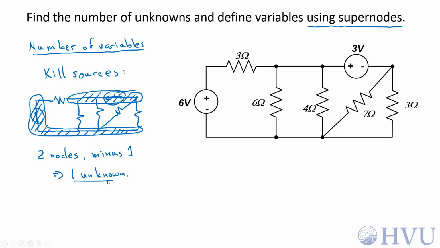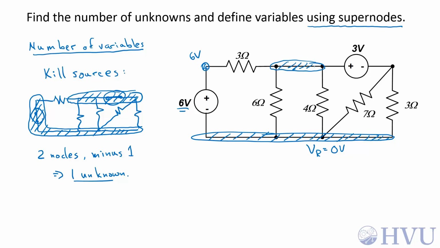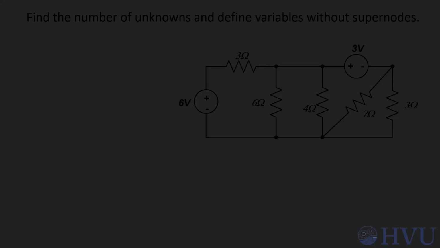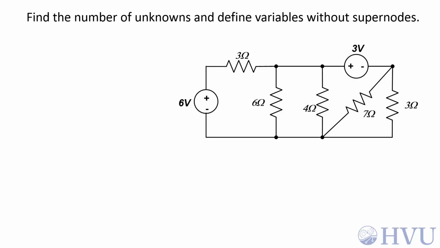To define variables, I first choose a reference node. I'm just going to arbitrarily pick this one. So that becomes my 0 voltage level. This is a dependent node. Its voltage is 6 volts higher than 0, so this becomes 6 volts. This voltage source makes this node and this node dependent. I arbitrarily choose one of those as my independent voltage. I'll call this V sub A. This voltage is 3 volts lower than V sub A, so this is VA minus 3 volts. There are my unknowns.